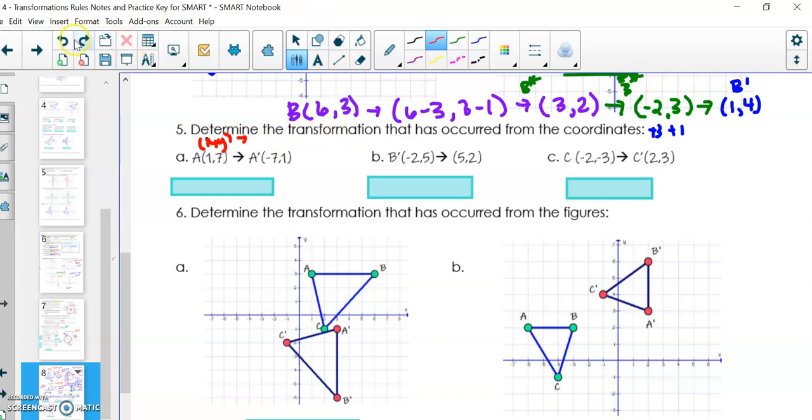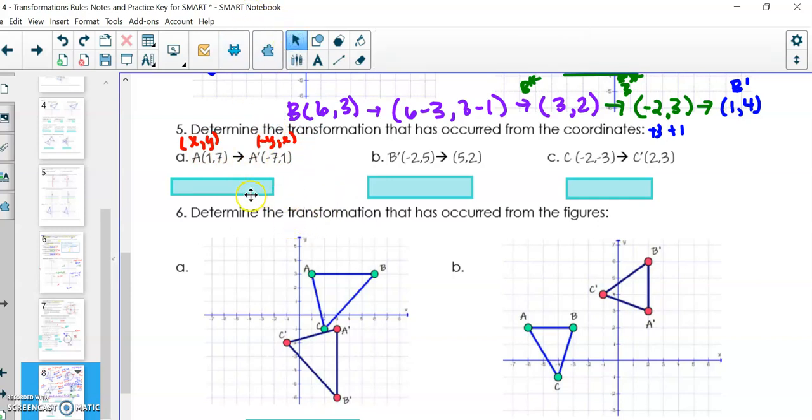X comma y. So now when I look at A prime, I can definitely see that they've changed the order. So it is y comma x. And looking at these two, the 1 has the same sign, but the 7 becomes negative. So it went from x, y to negative y, x, and that rule is the 90 degrees counterclockwise rule.